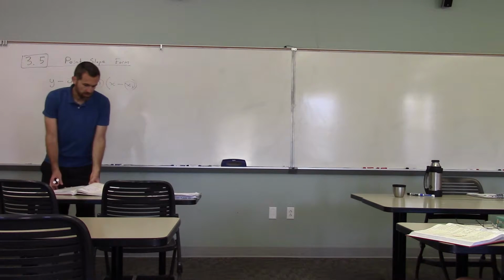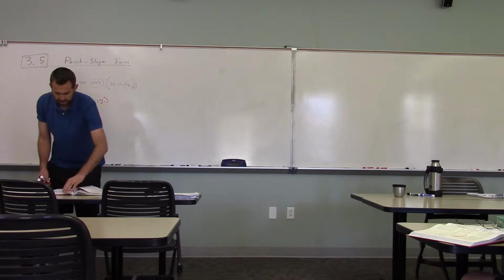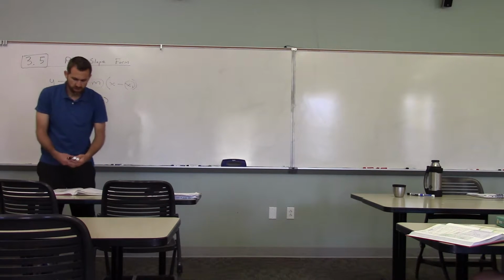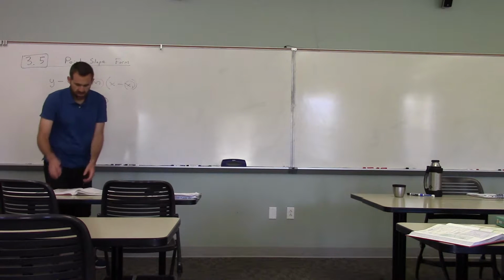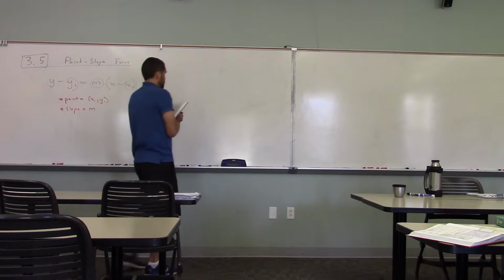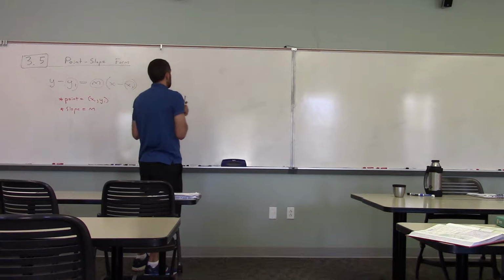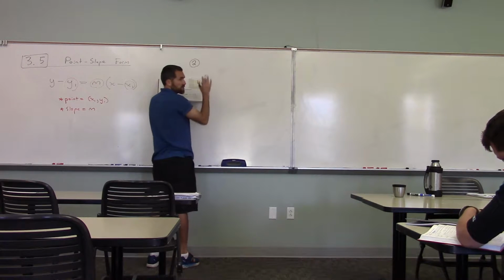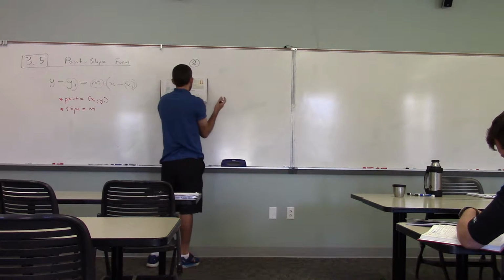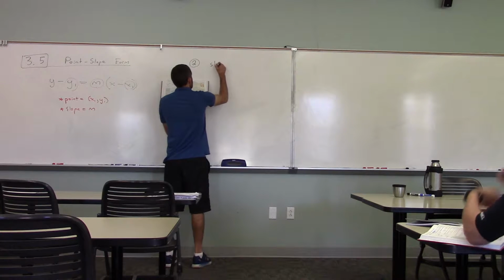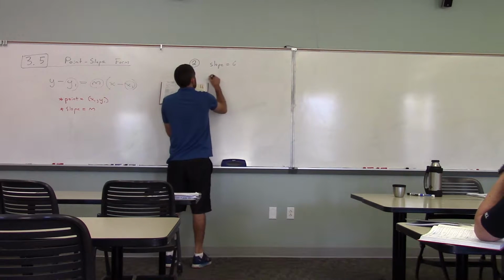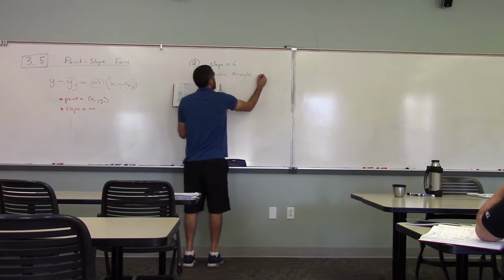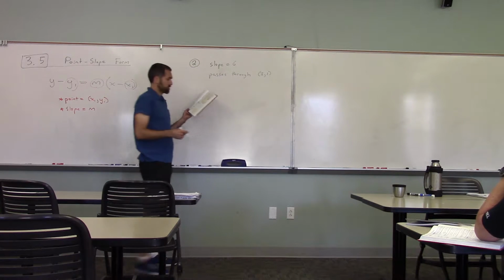So let's do an example from 3.5. Let's start with number 2, the same number we start with in every section, right? A short, direct, immediate attempt. So it says write the equation of a line, and it gives us a point that the line passes through, just any old point, not the y-intercept, and then it gives us a slope. So number 2, it says the slope is 6, and it says the line passes through 3, 1.